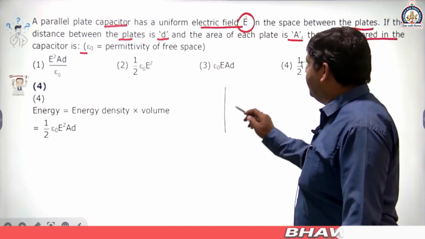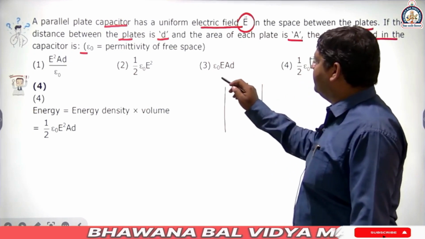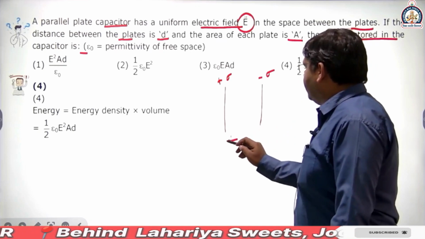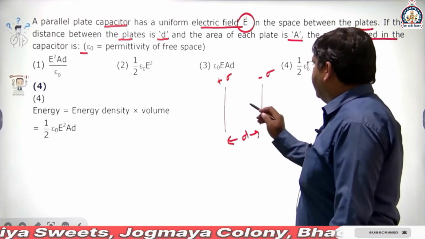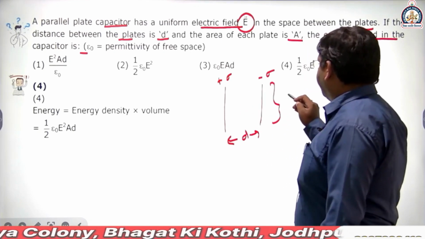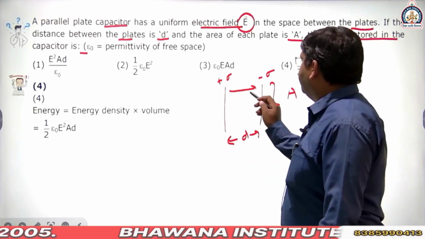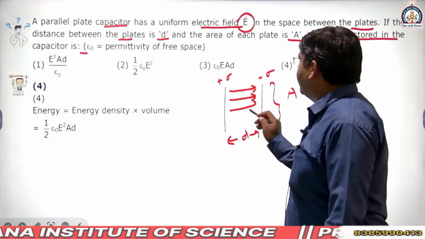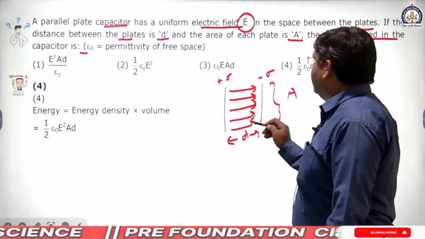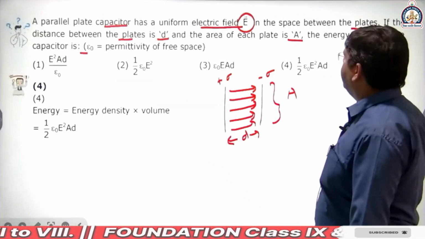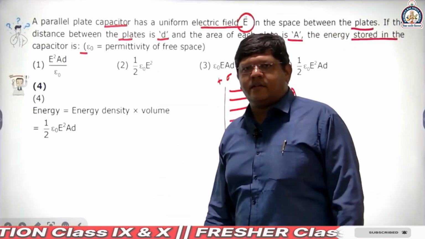As we all know, in a parallel plate capacitor there are two plates. First is positively charged and the other is negatively charged. The distance between the two plates is d and the area of overlapping is A. The electric field lines pass from plus to minus. This is the diagram of the capacitor. Now, according to the question, we have to calculate the value of energy stored in the capacitor.